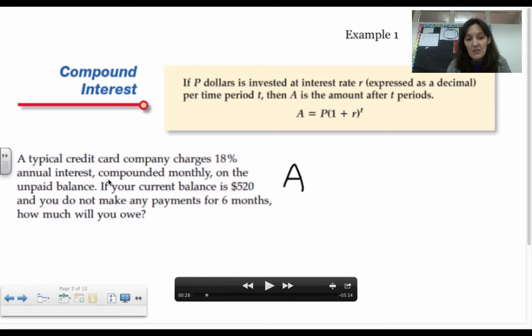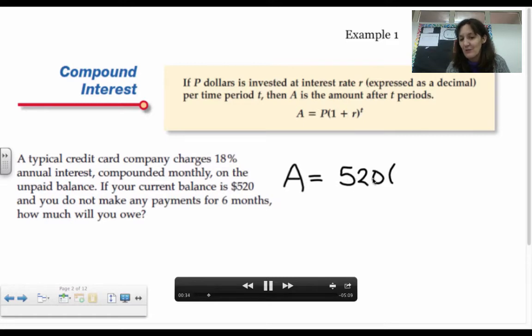Now, I want you to realize that this is complex. It's not quite as simple as it seems. They charge 18% annual interest, but it's compounded monthly, which means that we have to account for the fact that every month they're actually charging interest. So the rate is going to be divided into a monthly rate. So let's look at the formula.